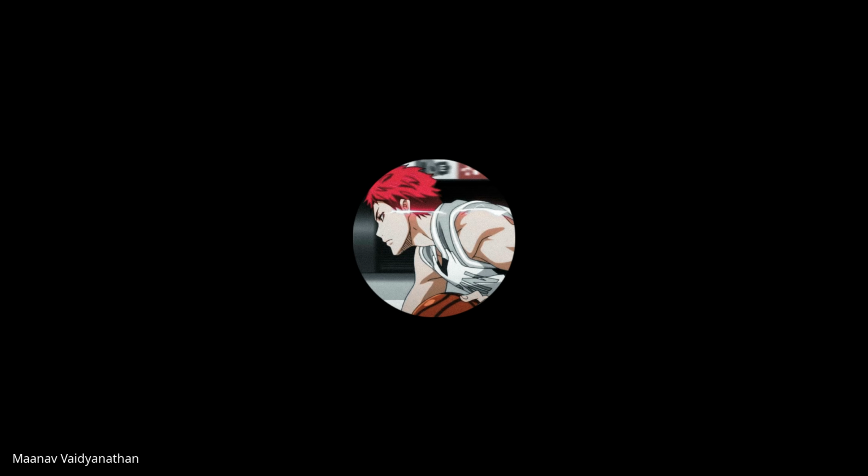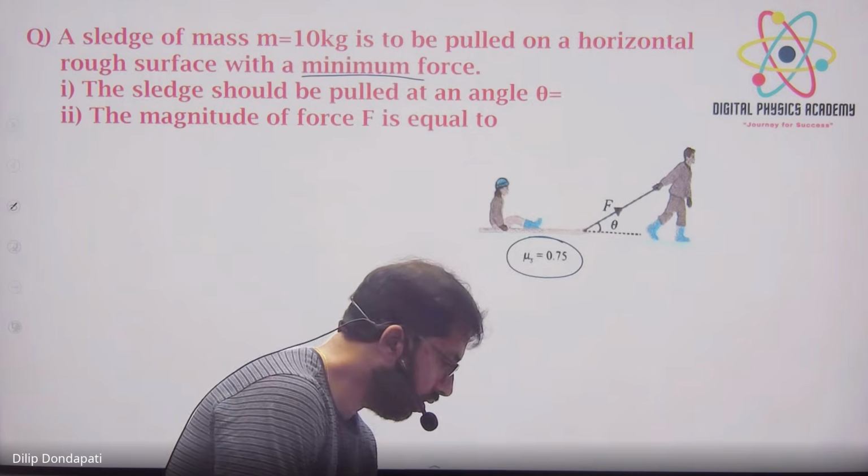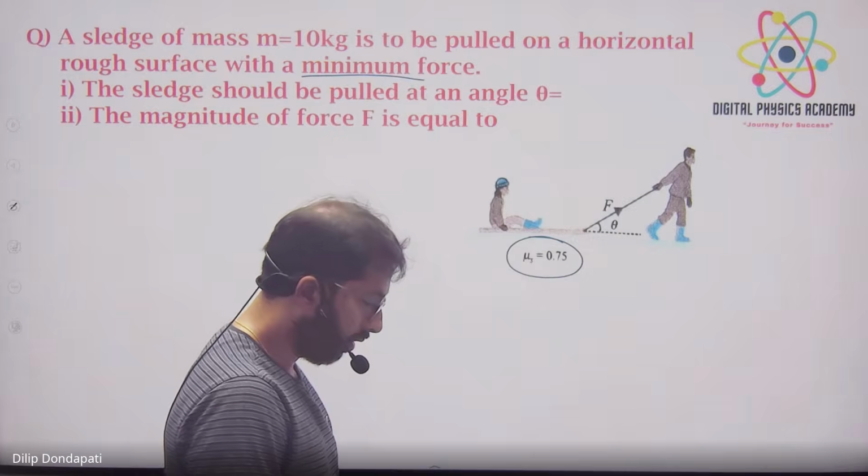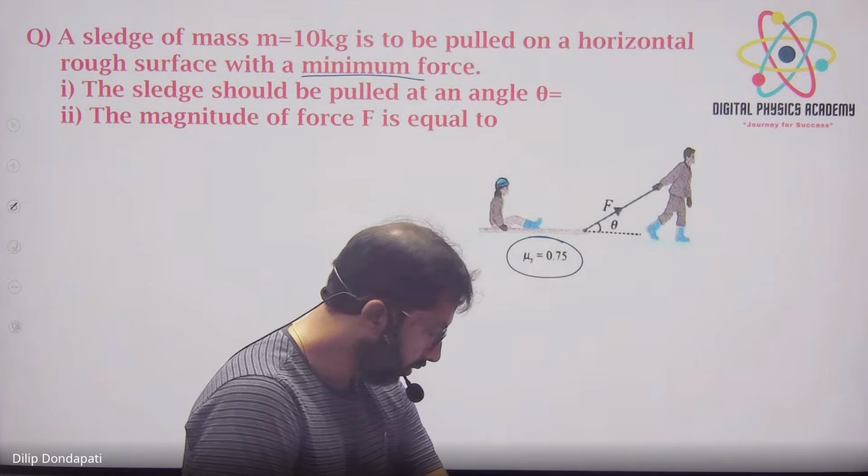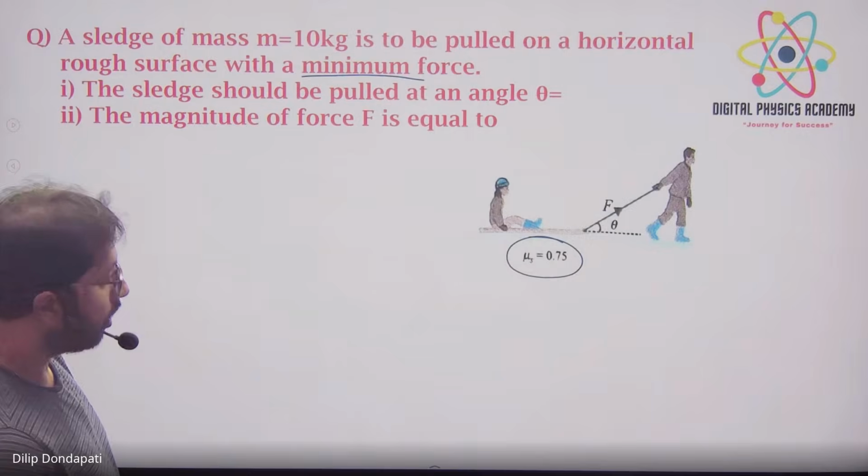Sir, are there options or is it a numerical? No, tell me, numerical based only. So what is the value of mu? 0.75.